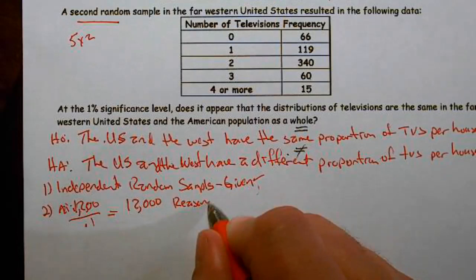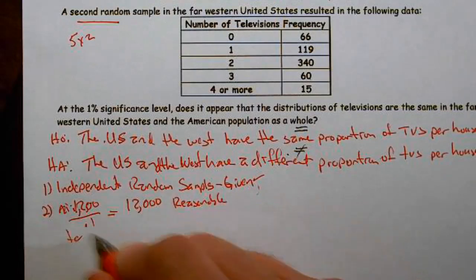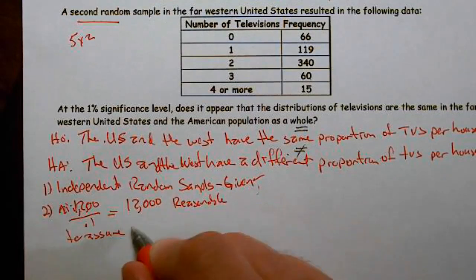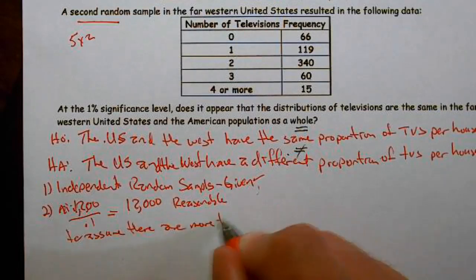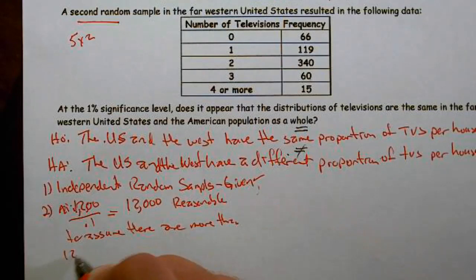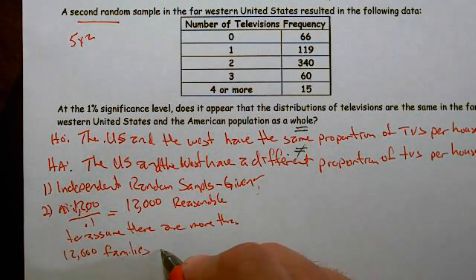Reasonable to assume there are more than 12,000 families. N is less than 10% of the population.